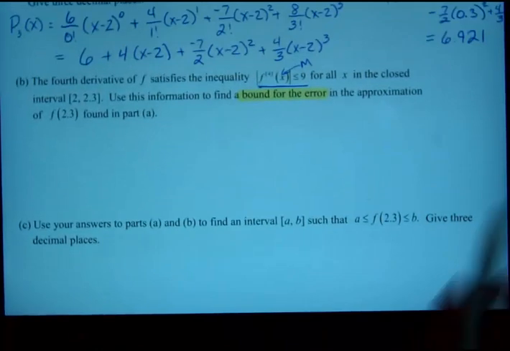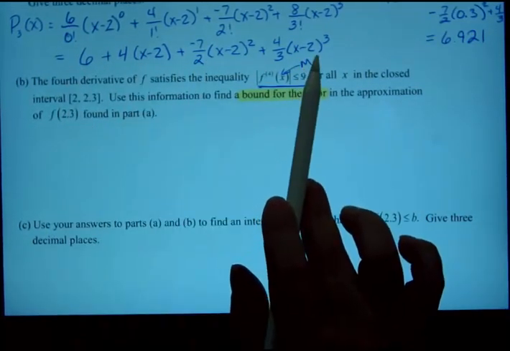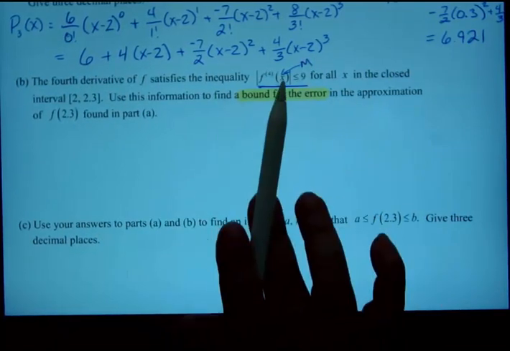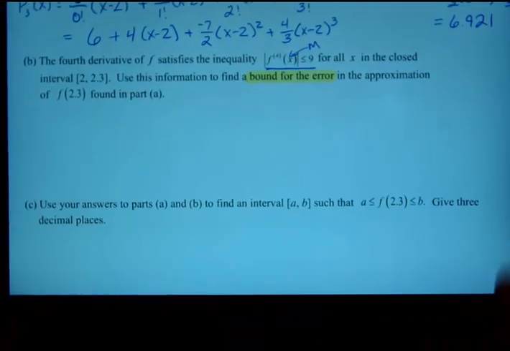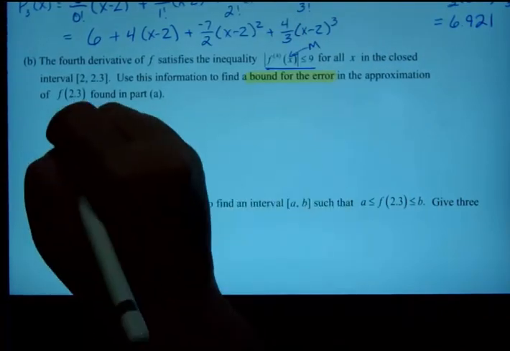Is this a true alternating sequence? No. It has positive, positive, negative, positive. That's not alternating, so I can't use the alternating series test. I have to use Lagrange. All right? So what we do is, I'll write it down for you, but this is copying down the formula from the front of the paper.